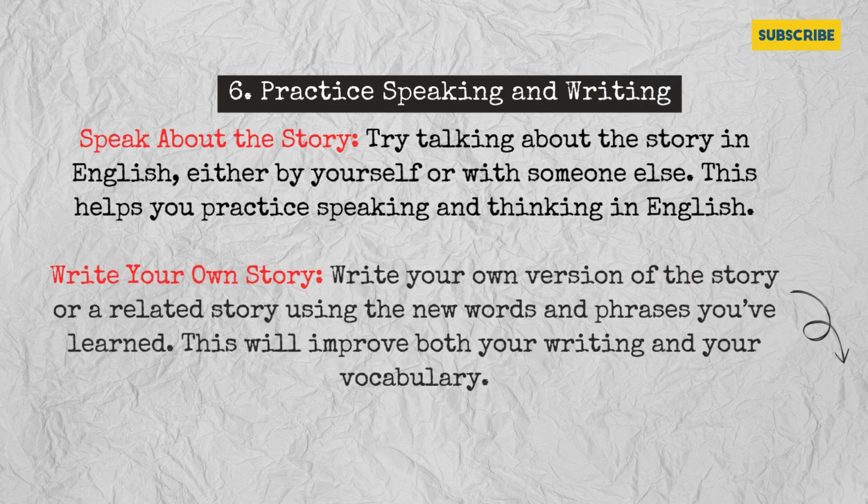Step 6. Practice speaking and writing. Speak about the story. Try talking about the story in English, either by yourself or with someone else. This helps you practice speaking and thinking in English. Write your own story. Write your own version of the story or a related story using the new words and phrases you've learned. This will improve both your writing and your vocabulary.